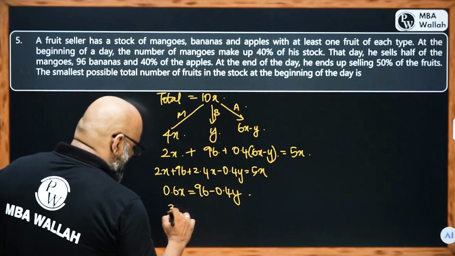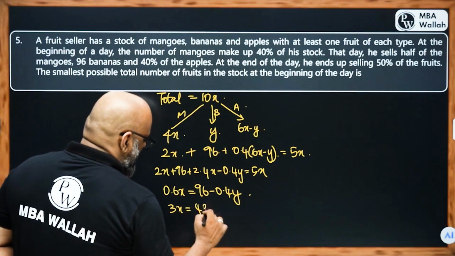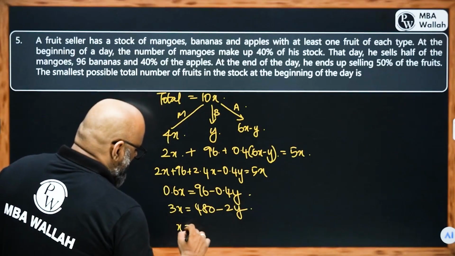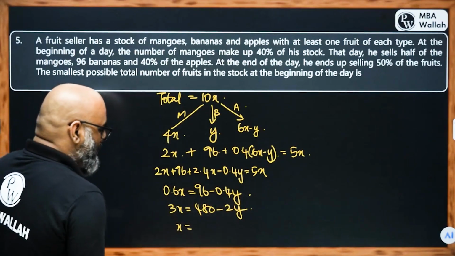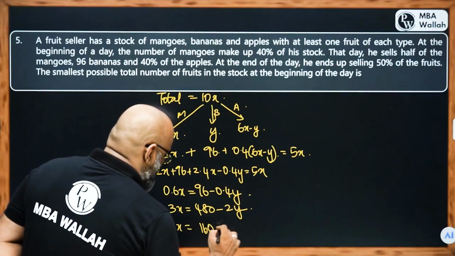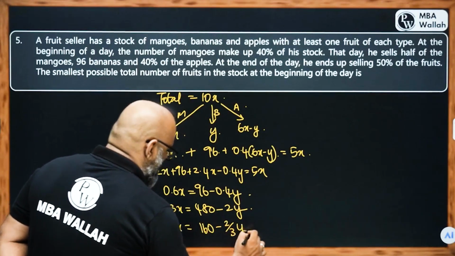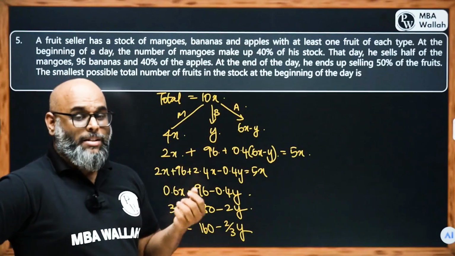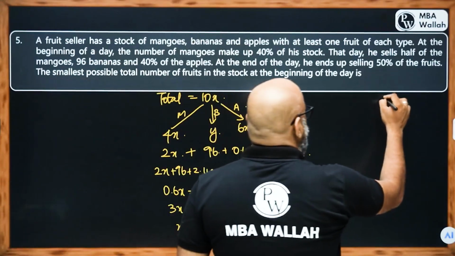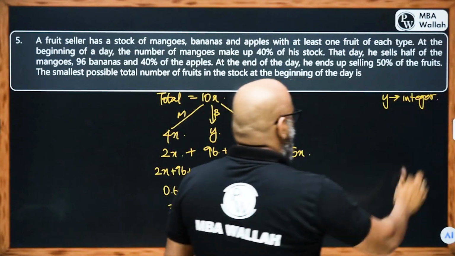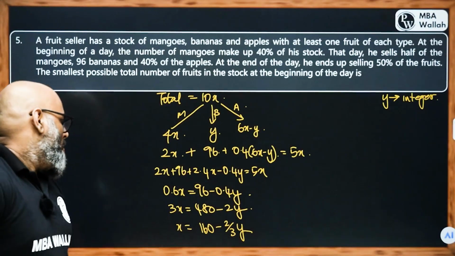You will get 3x is equal to 480 minus 2y, or x is equal to, divide this entire equation by 3, 480 by 3 is 160 minus 2 by 3y. Now we know that y is the number of bananas. So the first thing that I can say is y is an integer.